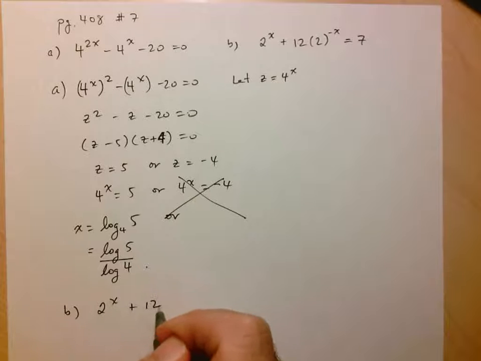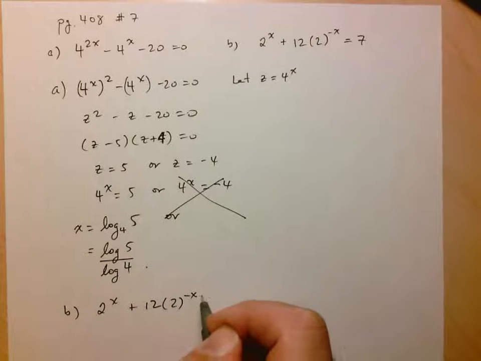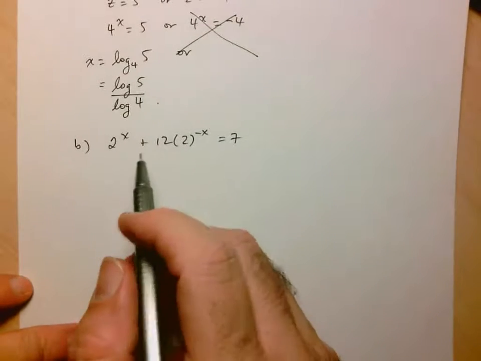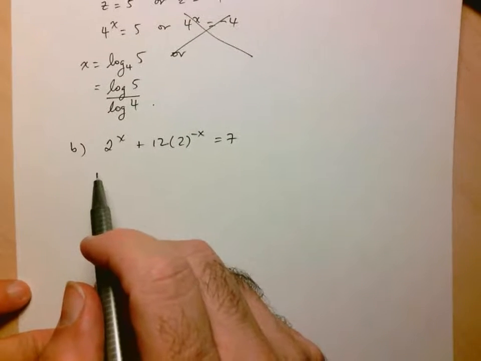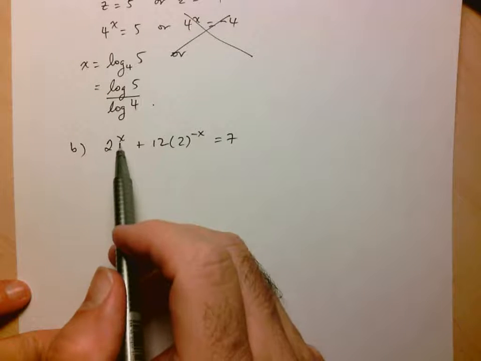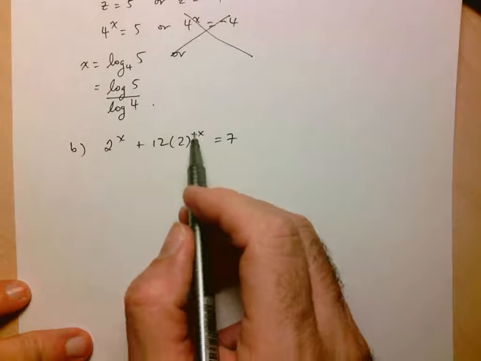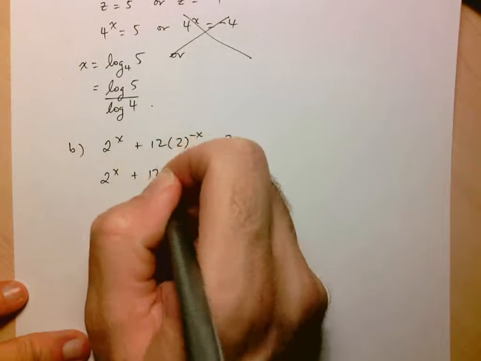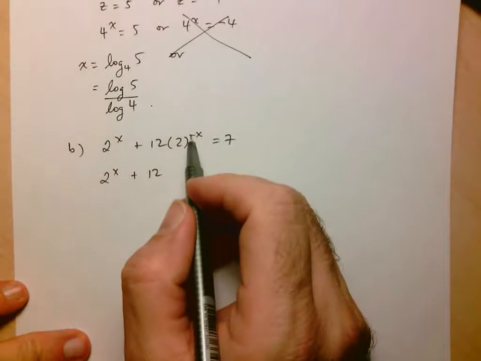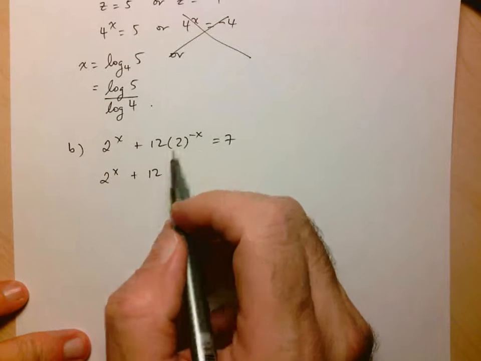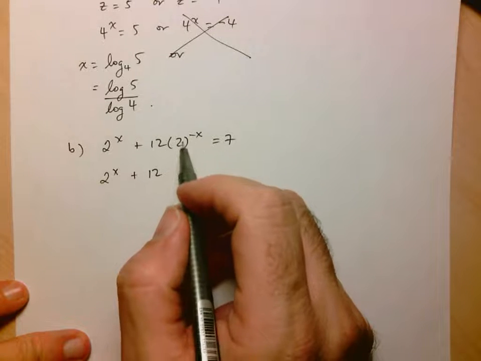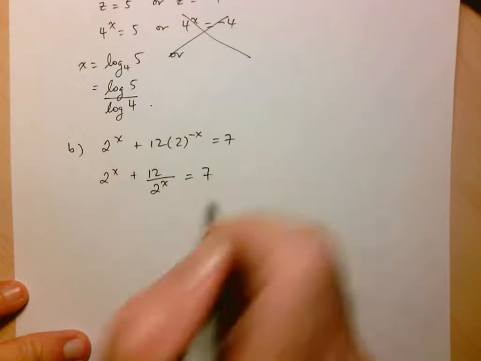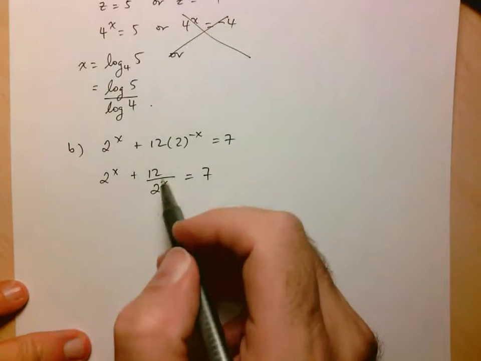I'm just going to rewrite it here. Exactly the same idea as before: I want to try to get the same power in all variable expressions. My simplest one here is 2 to the x. So let me see if I can write this using 2 to the x. Here we again just have to use what we know about exponents. A negative exponent has the effect of giving you the reciprocal. So 2 to the negative x is the same as 1 over 2 to the x. So I can rewrite this expression in this form.